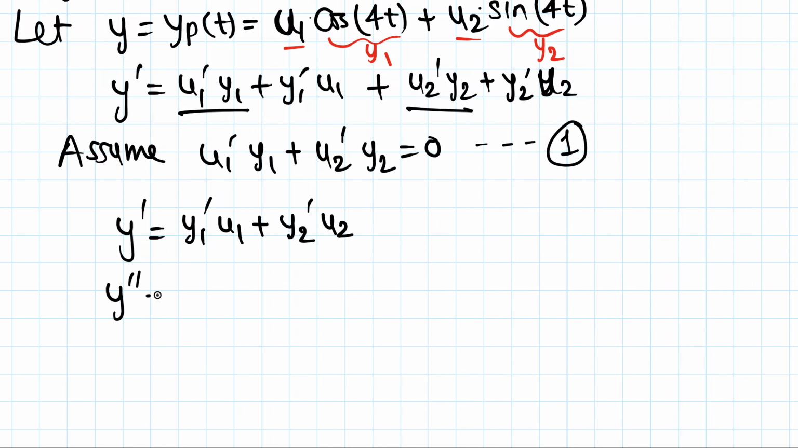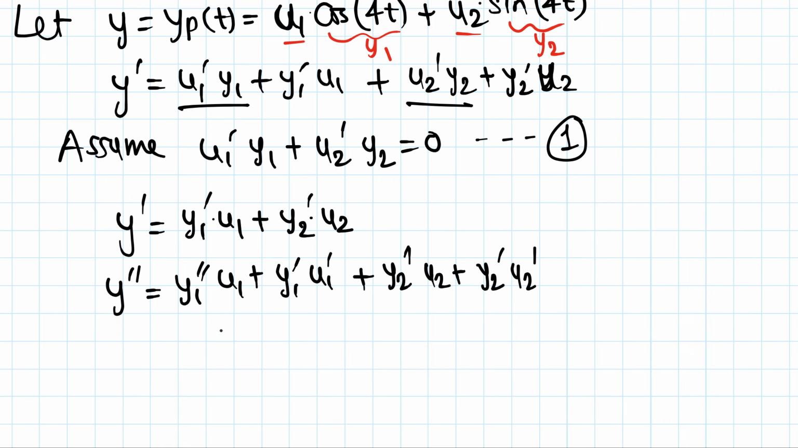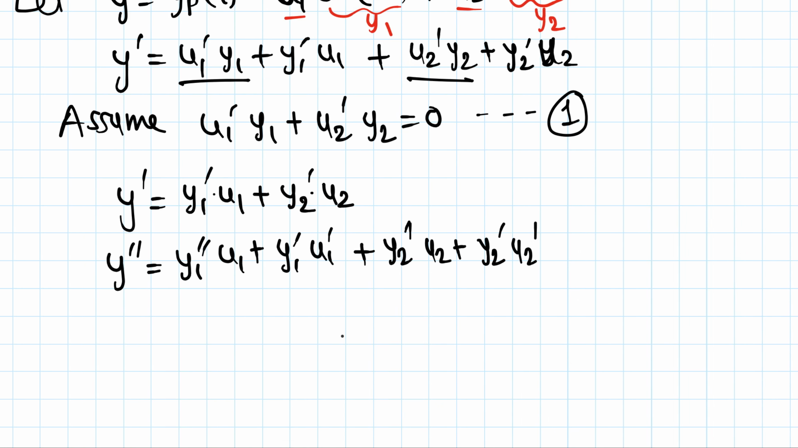The second derivative is again the product rule: y1 double prime u1 plus y1 prime u1 prime, plus here another product rule, y2 double prime u2 plus y2 prime u2 prime. Now let's plug y and y double prime in here.